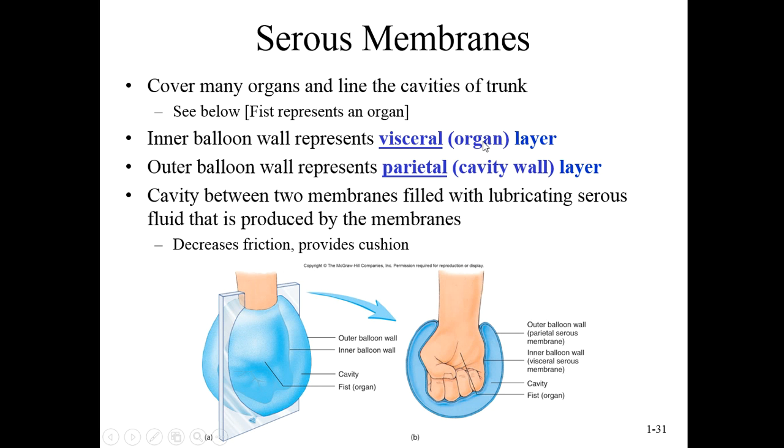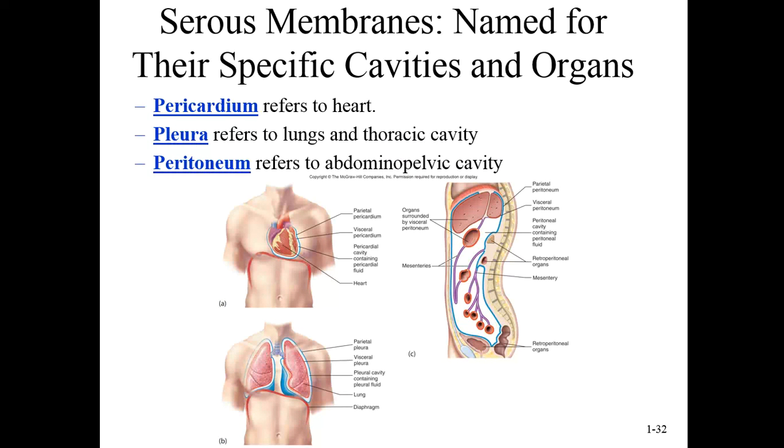An organ layer, the layer which comes into direct contact with the organ, is called the visceral layer. And then the outer layer, which comes in contact with the cavity wall, whether this is the thoracic cavity like the rib cage, or the abdominal wall like the transverse abdominis muscle, in either case, we refer to that outer layer as the parietal layer. The cavity between the two membranes is filled with a slippery fluid that really decreases friction and may provide a little bit of a cushion.